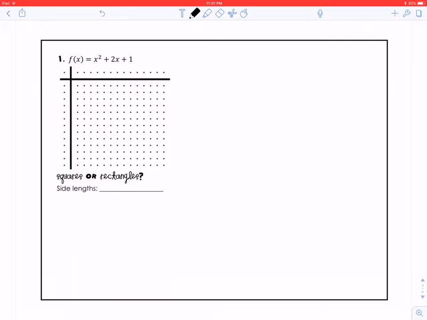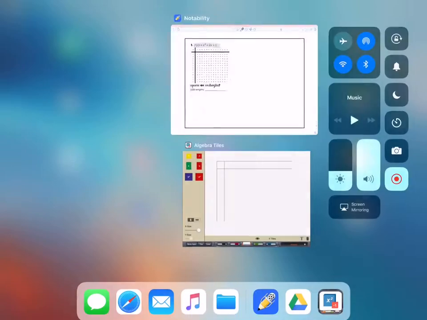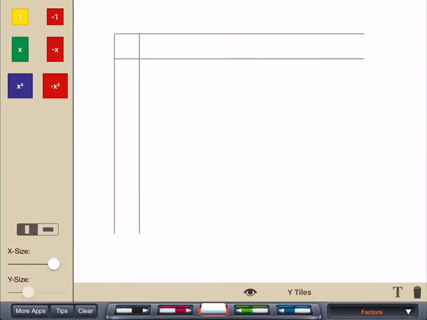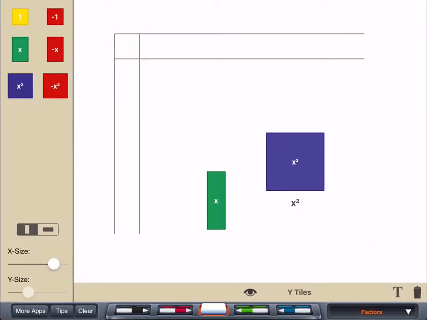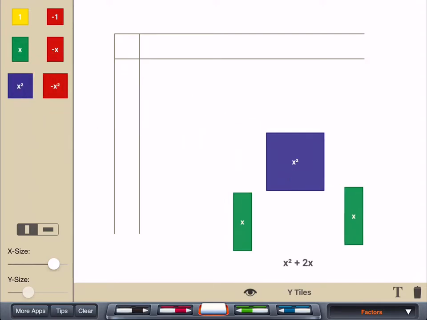So let's start with our quadratic function in standard form. F of x equals x squared plus 2x plus 1. Go ahead and pull those tiles. X squared plus 2x plus 1. And once you have your tiles clear, go ahead and set up your grid.